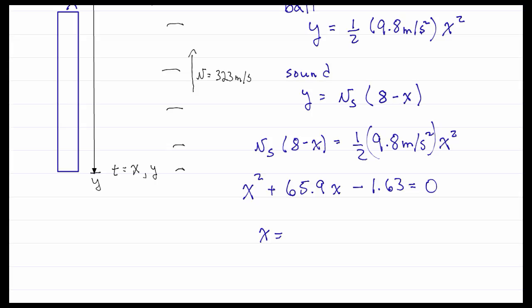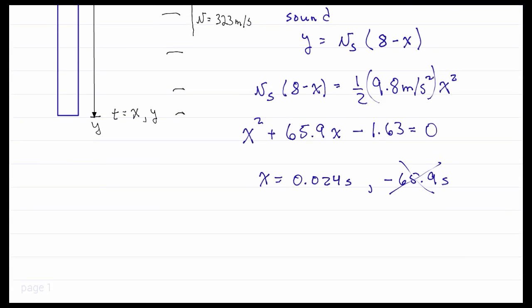I got the two time values being 0.024 seconds and negative 65.9 seconds. Obviously, we don't want the negative time value of 65.9. We need the time of 0.024 seconds. So this is the time it takes for the ball to hit the canyon floor. And now we can go ahead and figure out how deep the canyon is.